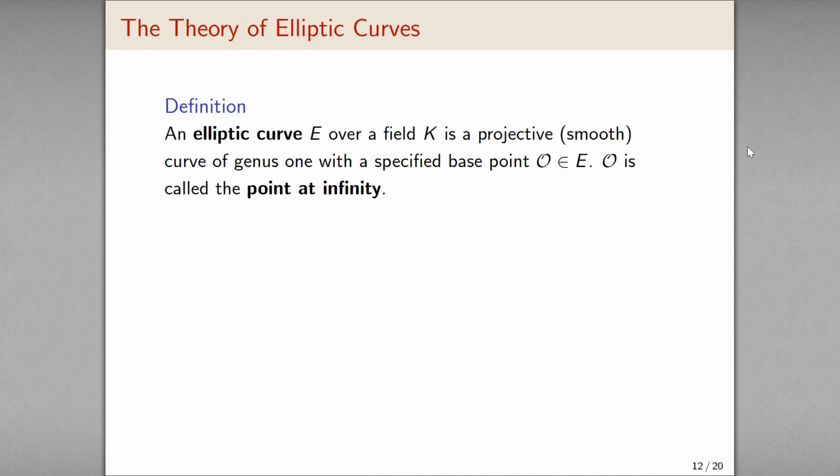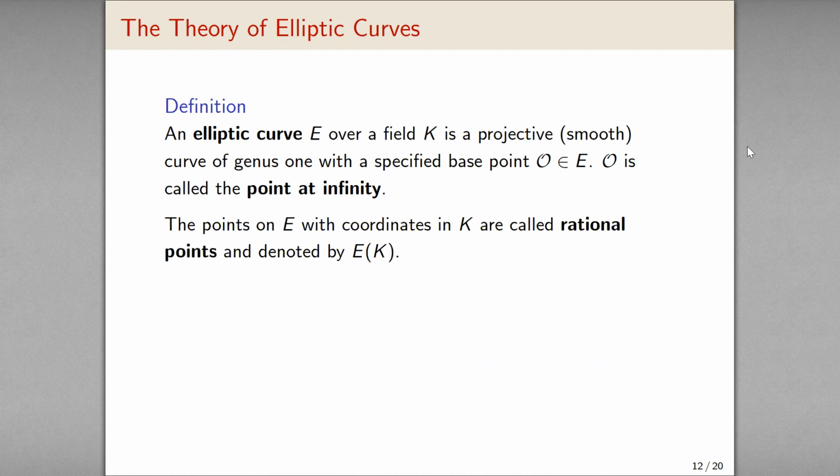We now move over to the study of elliptic curves. An elliptic curve E over a field K is a projective smooth curve of genus 1 with a specified base point O. This point O is called the point at infinity. Projective curve just means the zero set of a homogeneous polynomial, and smooth means that the partial derivatives don't vanish simultaneously. I'm not going to explain the term genus 1 since it's a rather technical term that I'm not very familiar with. And either way, in a minute, we'll see a much simpler way to describe elliptic curves.